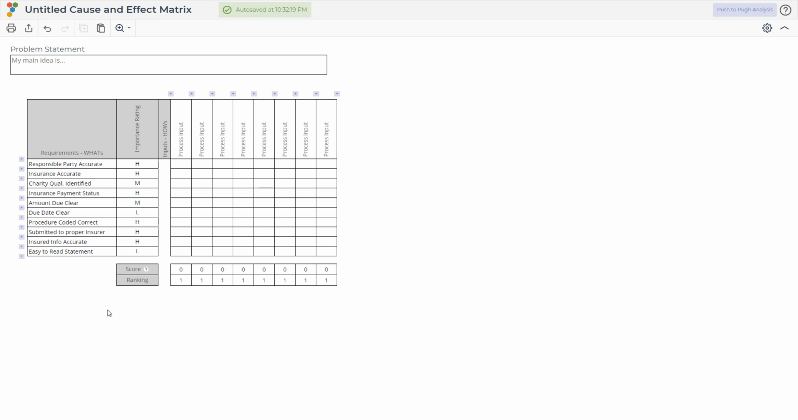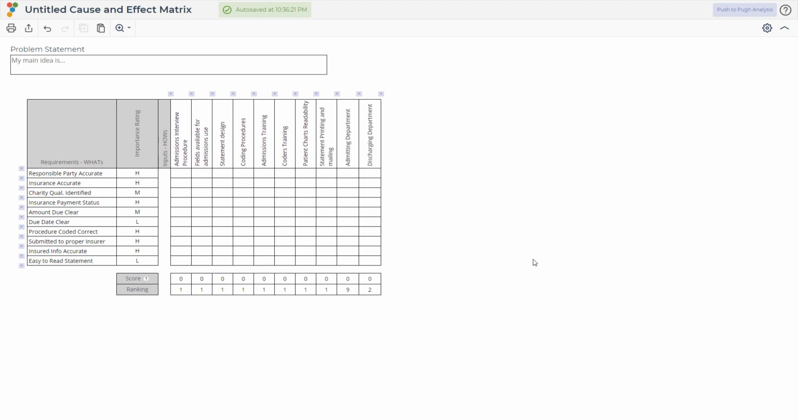Across the top, fill out the inputs or the hows. These are steps in the process or other inputs that could affect the CTQCs. In our medical center's case, the top row consists of inputs such as admissions interview procedure and patient charts readability.